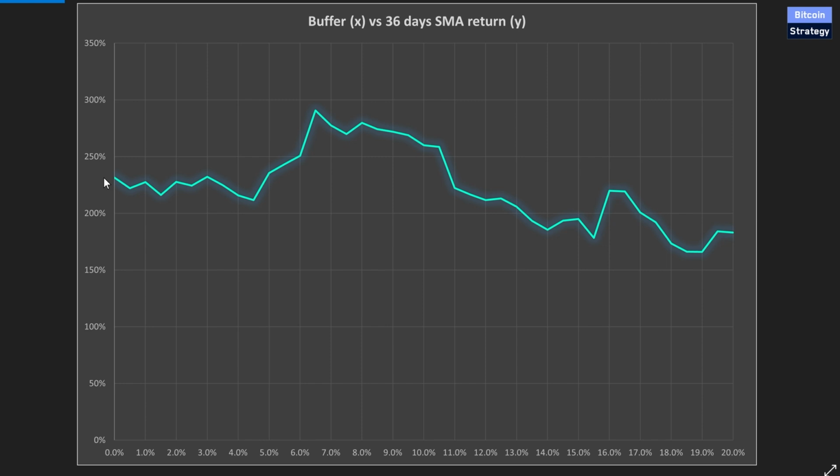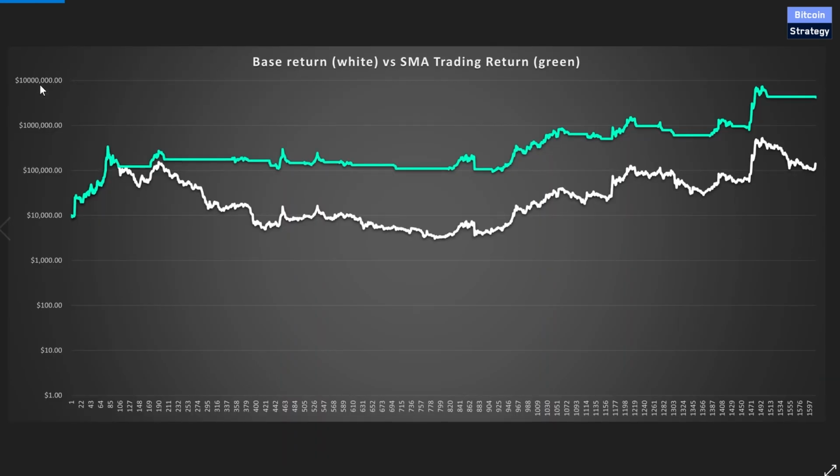That's a better performance than having no buffer at all and buying and selling all the time. So the best buffer is 6.5%. And that's then where in the end you get this kind of an outperformance. So that's the backtest result.